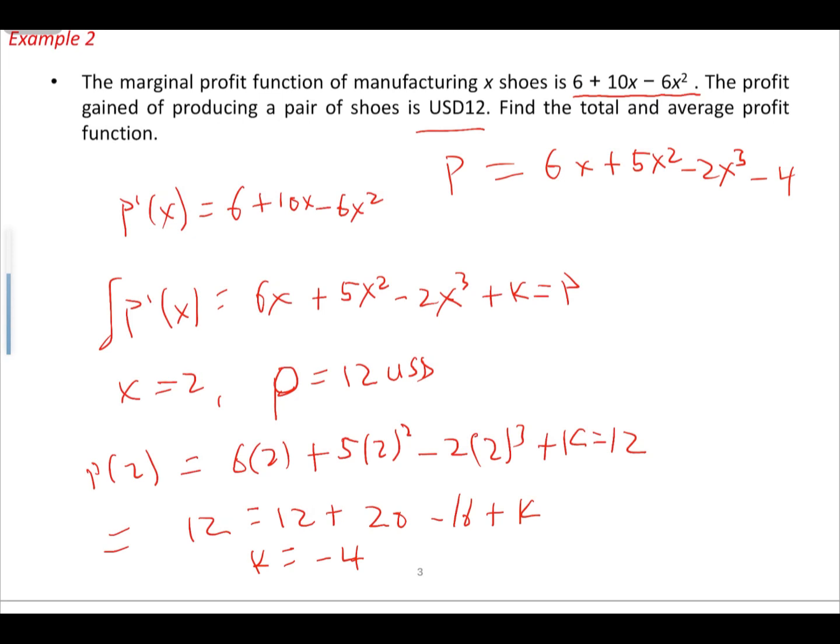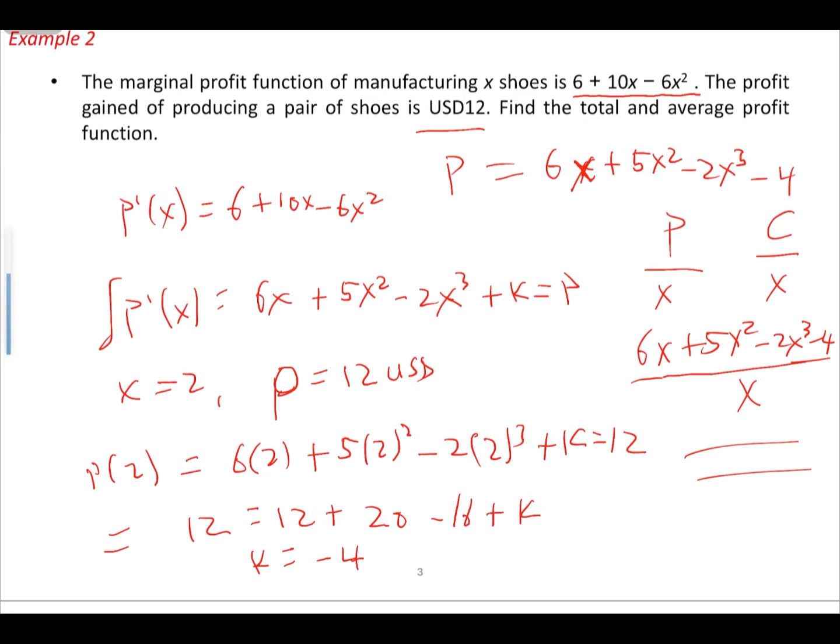So the average profit function, as I said, is similar to that of the average cost function. When you are calculating the average cost, it's the cost function over x, and it's the same thing here: it's the profit over x. Don't forget here is 6x, so 6x over x, or just divide everything by x. So when you are done, you simplify: plus 5x squared minus 2x power 3 minus 4, all divided by x. You can do the simplification similar to the cost one that we did to get your final average profit.